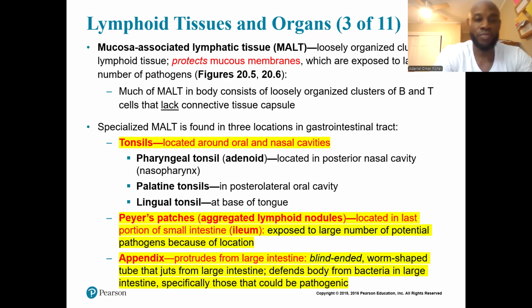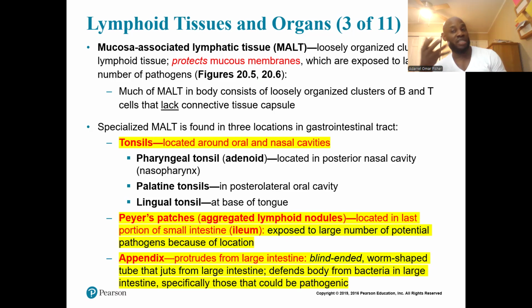mucosa-associated lymphatic tissue, right? So specialized MALT is found in 3 locations: tonsils, around the oral and nasal cavities, right? And there are 3 different types of tonsils located there. Posterior nasal cavity, so the back of the nasal cavity, posterolateral oral cavity, and the base of the tongue and the mouth. We also have Peyer's patches in the small intestines. Things that we eat can oftentimes contain pathogens.